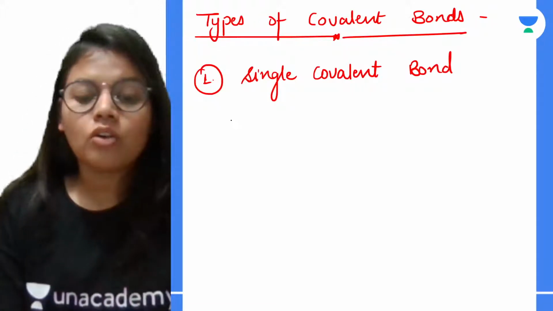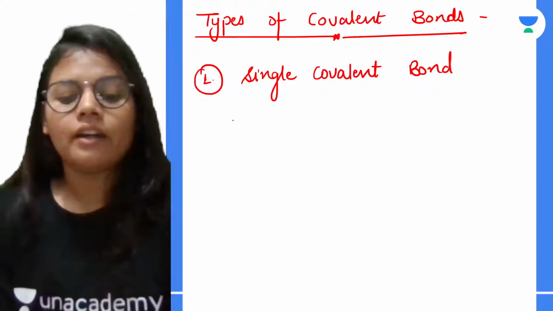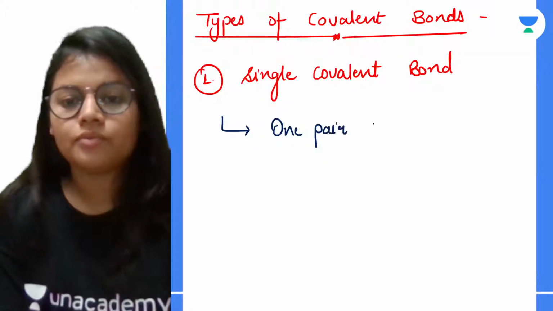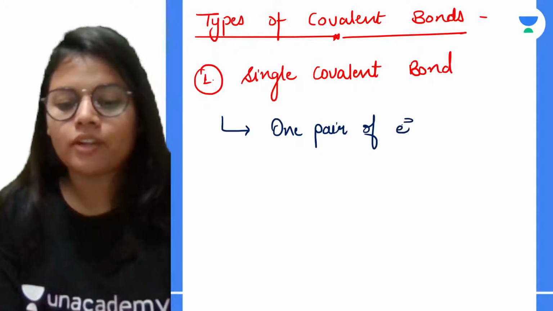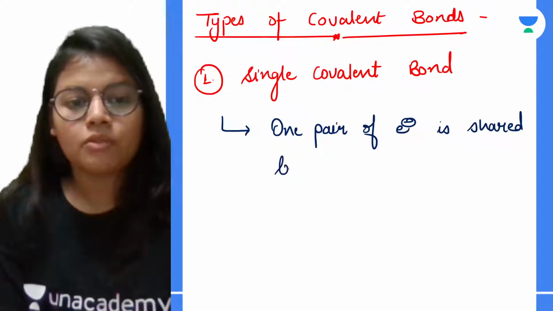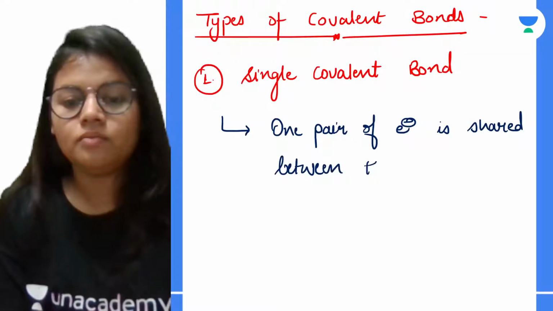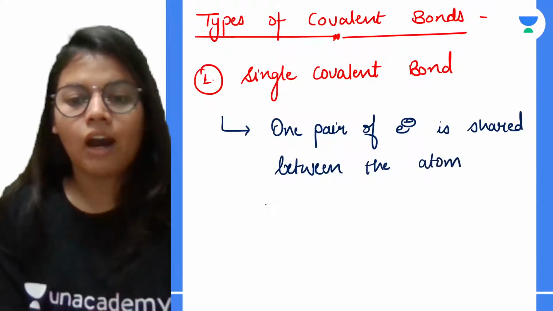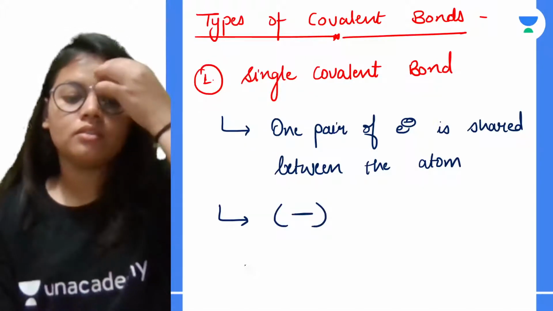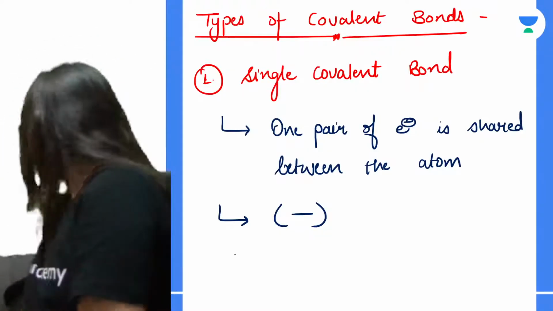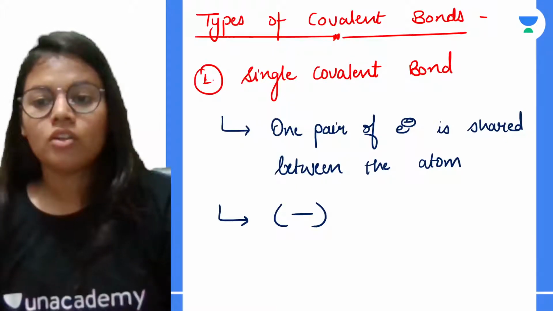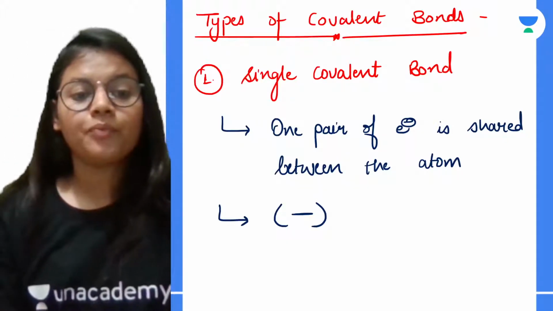ओके, तो सिंगल कोवेलेंट बॉन्ड में क्या होता है, there is one pair of electrons being shared between the atoms. And how do we represent it? It is represented by a single line. Okay, we are representing this covalent bond by a single line. Okay, so I hope that this is clear to you.